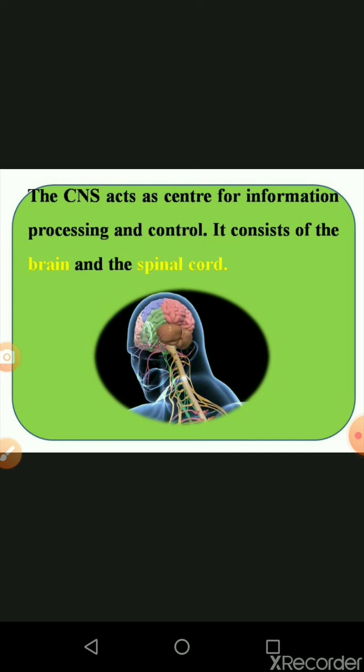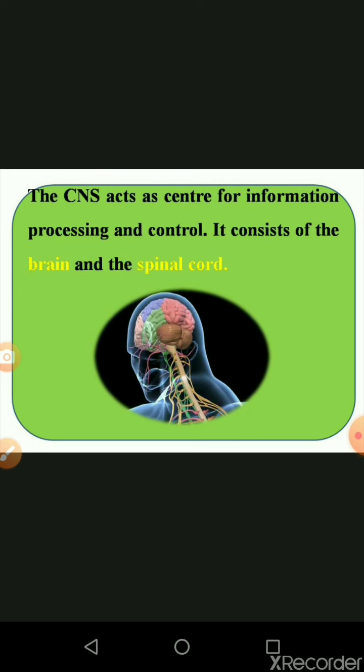Central nervous system. The central nervous system consists of two types of organ, and at the same time it is the center for controlling all the activities of our body. It is the center for information processing and control. All types of information are passed on, processed and controlled here. It consists of two parts, the brain and the spinal cord.